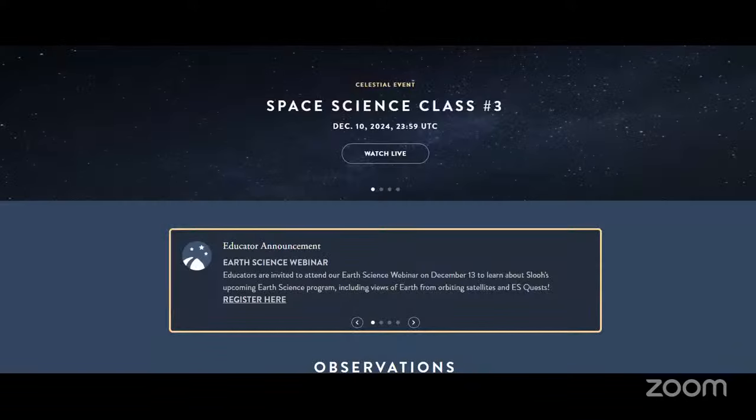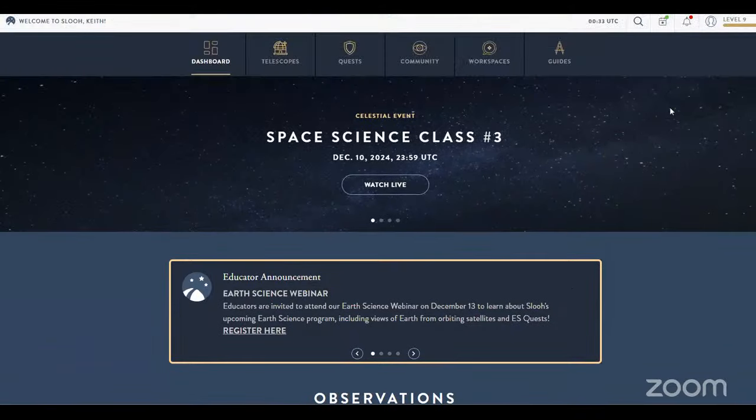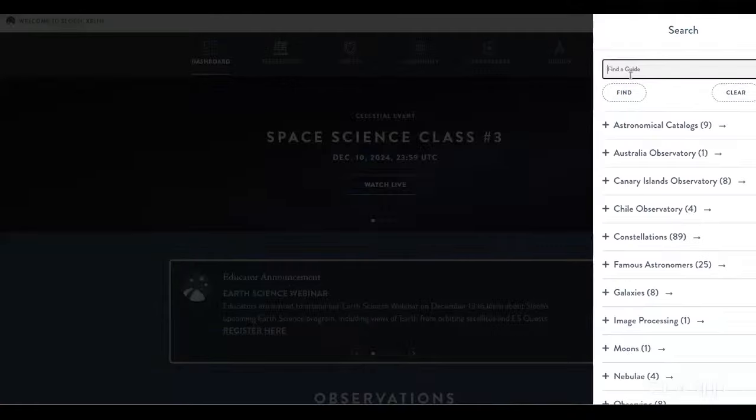If you are looking for good images of Mars, I'm going to show you where to find them. Let me get here and share. I have to go advanced. Sorry, you guys. All right. So when you're on the Slooh dashboard, you just go up to the magnifying glass and you type in Mars, M-A-R-S.